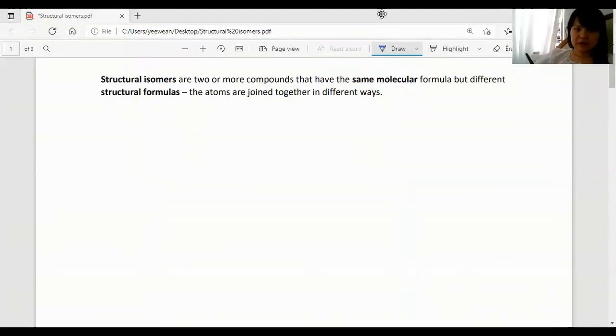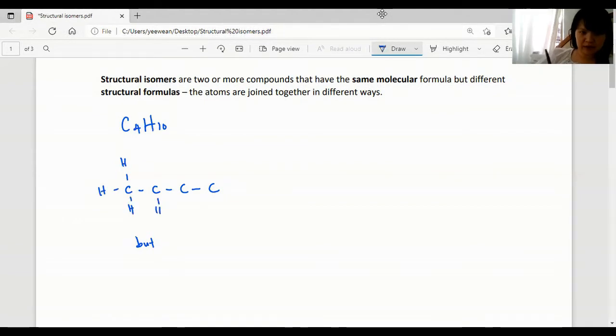This video is for the discussion of structural isomers. Structural isomers are compounds that have the same molecular formula, for example, C4H10, but they've got different structural formulas. So for example, C4H10 could be a C, C, C, C straight chain like this, which would make it a butane. And if I put the H all in, that makes it a butane. So it's an alkane.